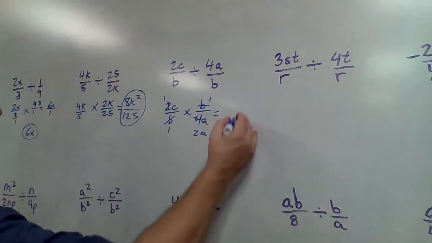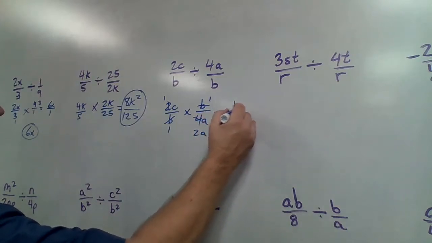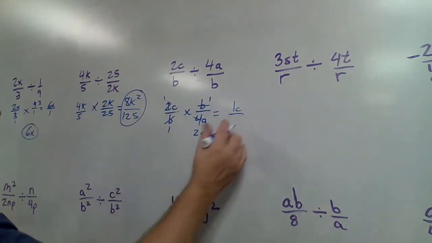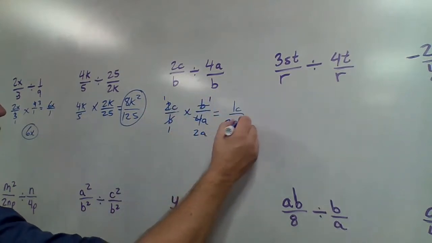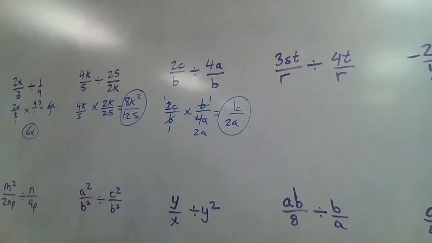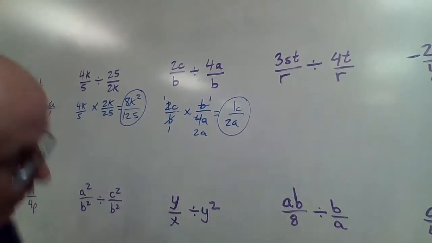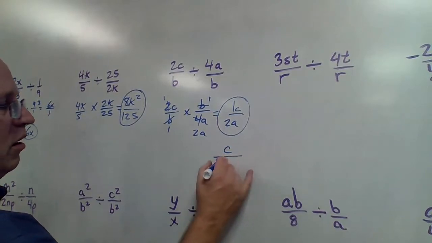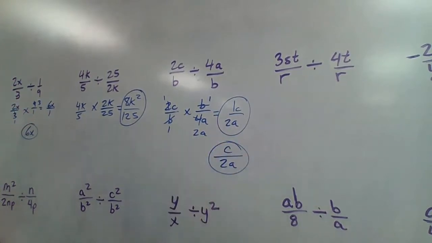What are we left with? We're left with 1c. Don't forget that c. 1 times c times 1 over 2 times a. I get 1c over 2 times a. Now, do we have to write the 1 in front of that c? No, we could also write it as c over 2a. Either one of those would be acceptable.